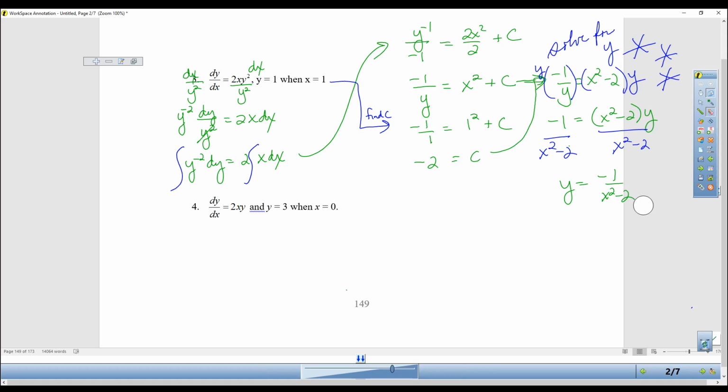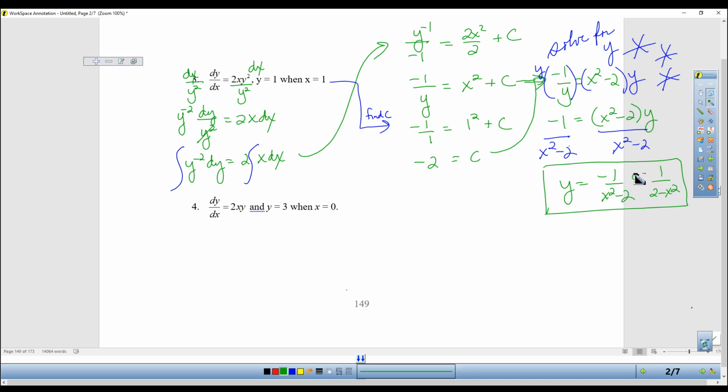Now, it is possible that you did it in a different order. You just simplified it differently. Maybe you cleared the fraction here and got rid of that negative 1 and put it on the other side. So your answer could look like this. And that's okay too. How do you get that change? Multiply the top by negative 1 and the bottom by negative 1.